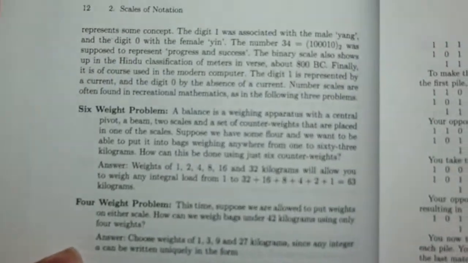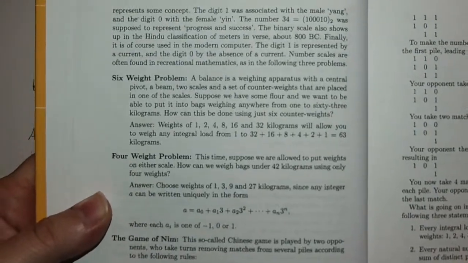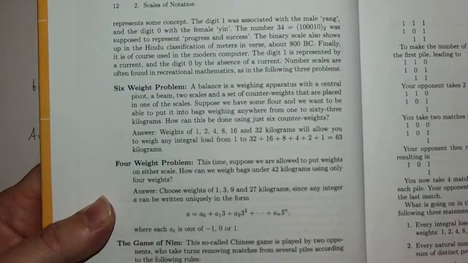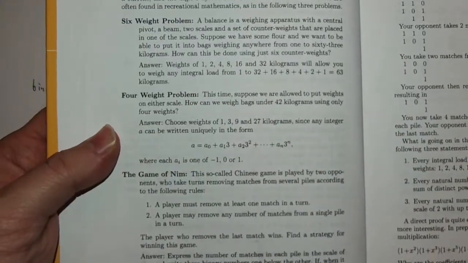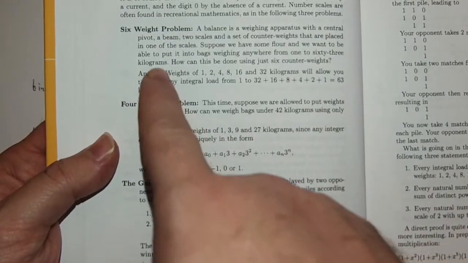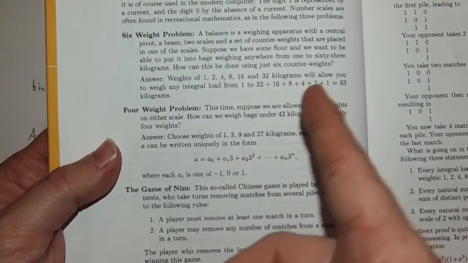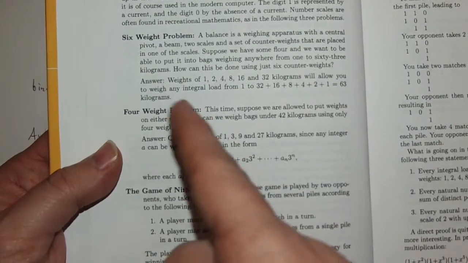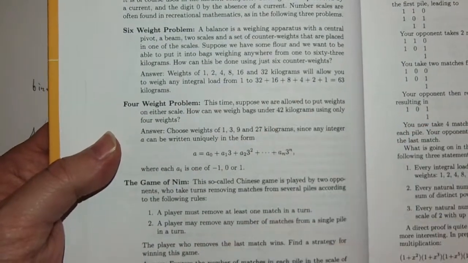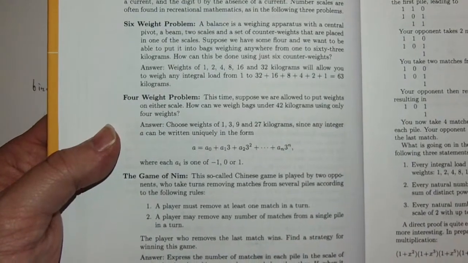Okay, so here's some examples of applications of the base B expansion. So the 6-weight problem is a great example here. A balance is a weighing apparatus with a central pivot, beam, 2 scales, and a set of counterweights that are placed on one of the scales. Suppose we have some flour and we want to be able to put it into bags weighing anywhere from 1 to 63 kilograms. How can this be done using just 6 counterweights?